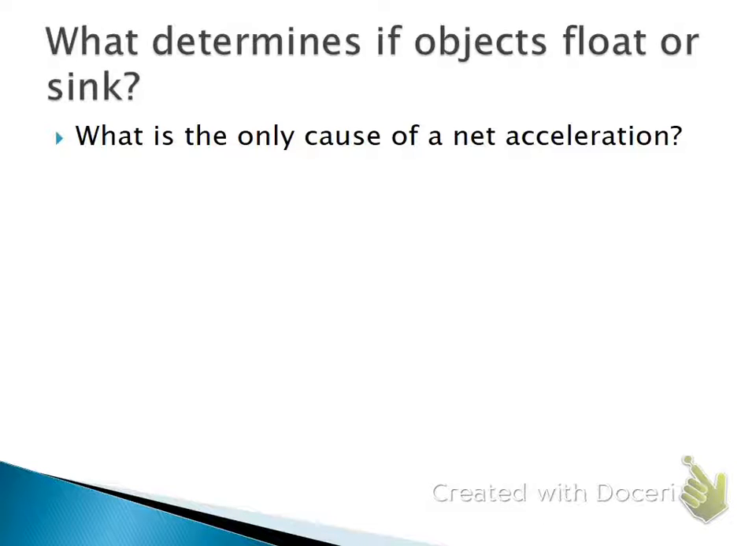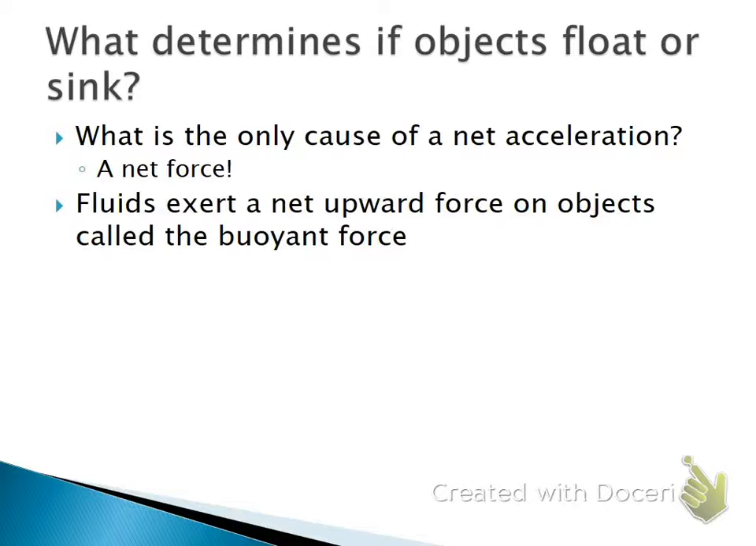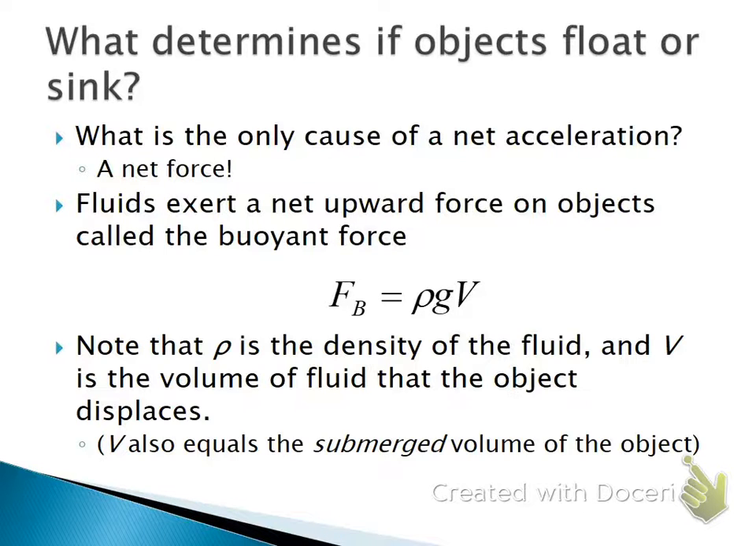So the only cause of a net acceleration is a net force. So if something is going to float upward, that just means there's got to be an upward force. That's what's called the buoyant force. That's going to be equal to rho g V, where rho is the density of the fluid, and V is the volume of fluid the object displaces, and from Archimedes' principle, this means it's also equal to the submerged volume of the object.